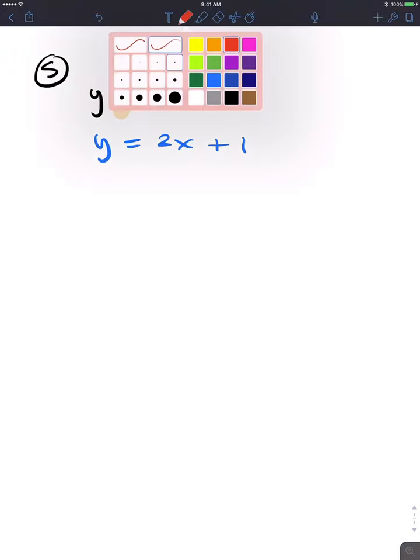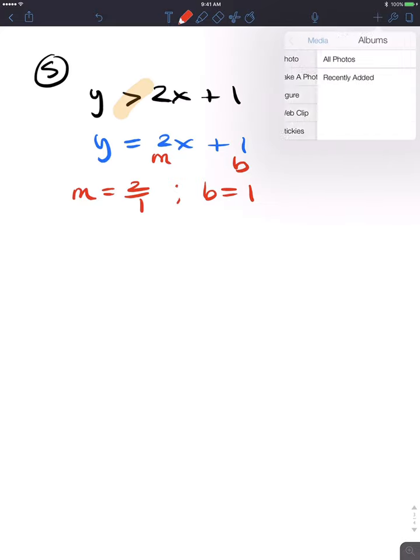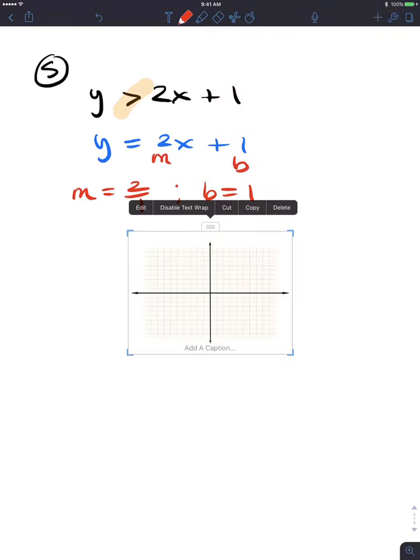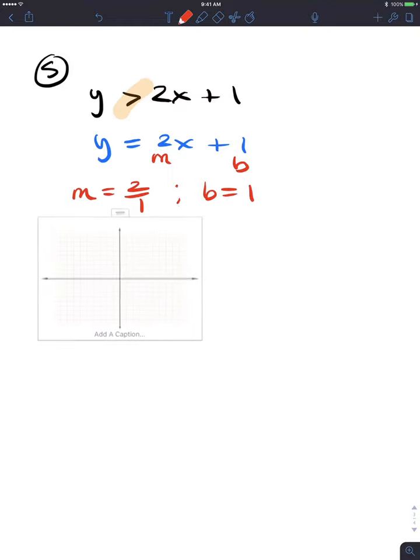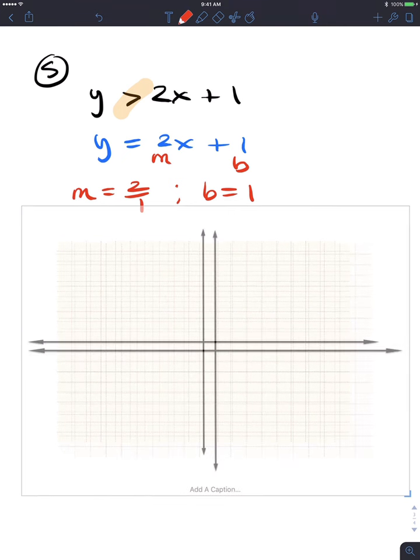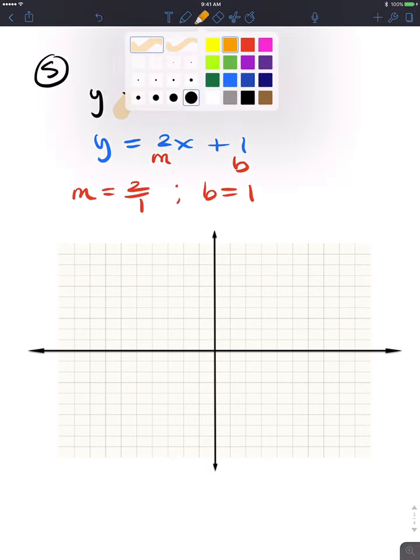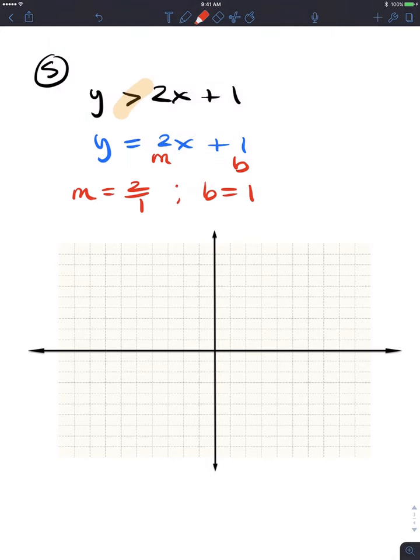Let's notice my slope here is 2 and my y-intercept is 1. So I have m is 2 over 1 and my b is 1. We need a graph. We first start by plotting the y-intercept. It's on the y-axis at 1. There we go.